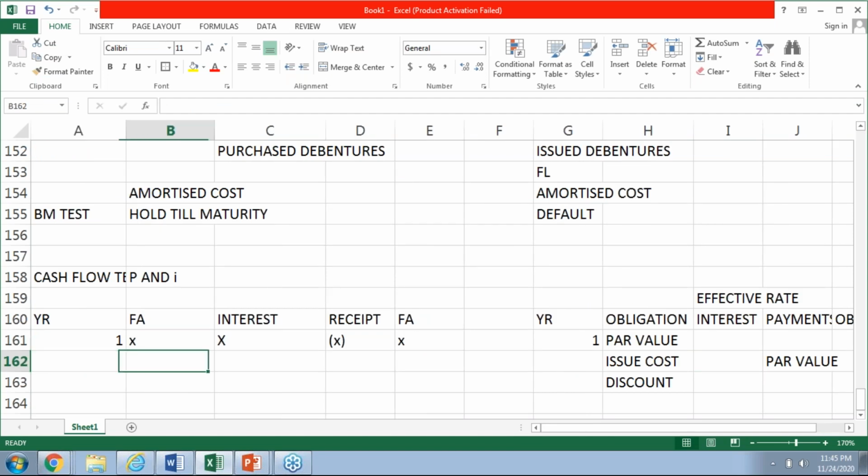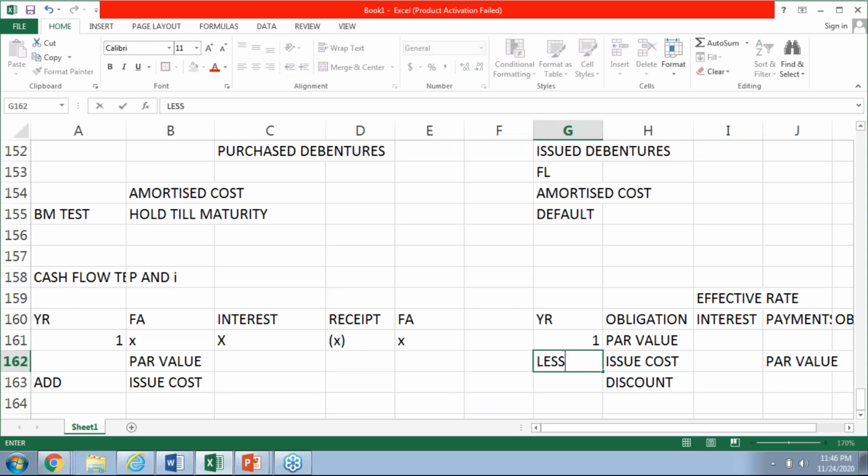Similarly, when we book the financial asset, par value plus. Do you remember this? Here we have to add the issue cost. Issue cost should be added here, and issue cost should be deducted from the financial liability. So this is a very important point that you should understand. I hope you people are getting it. The test names are business model test and cash flow test. So do you have any question in this portion? Do ask. No?